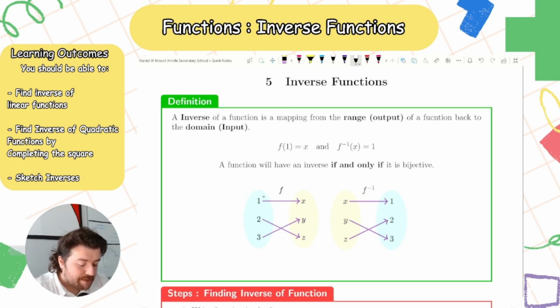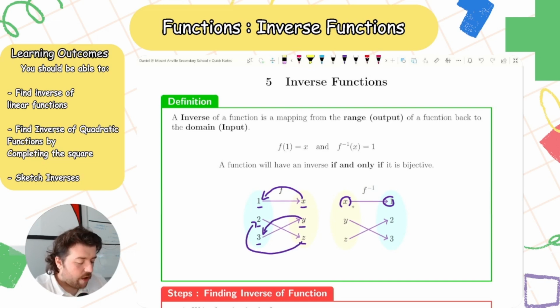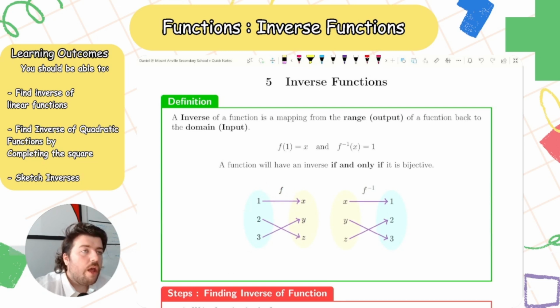So here's my function f. We see here 1 maps to x, 2 maps to z, 3 maps to y. But an inverse function would flip that and say, well, x mapped to 1. It just goes backwards. Y maps to 3 and z maps to 2. So the thing about an inverse function is we are able to find our original input given our output.